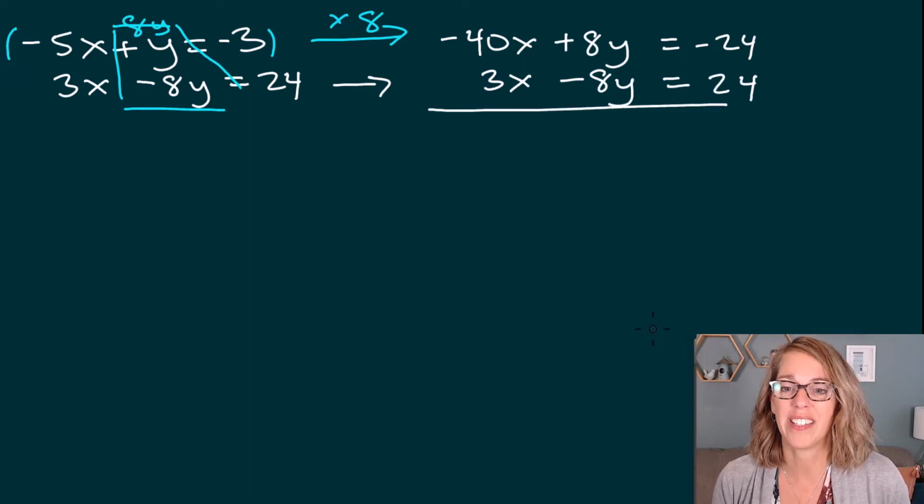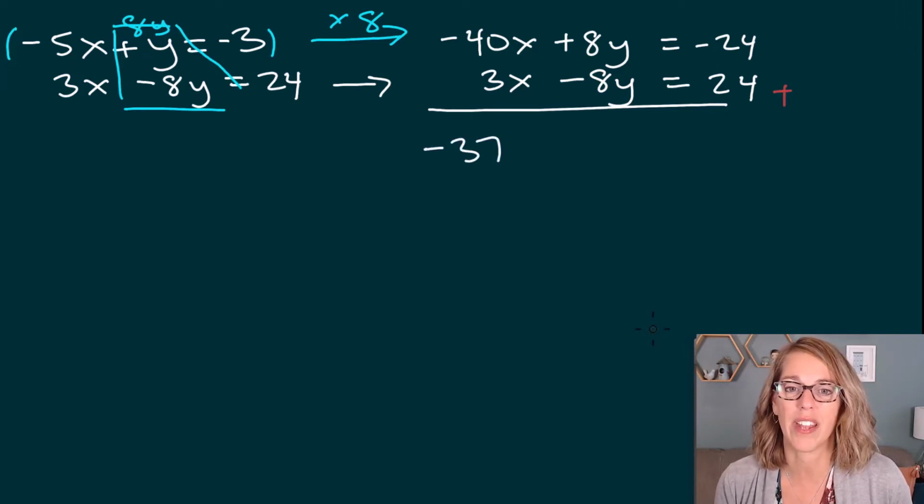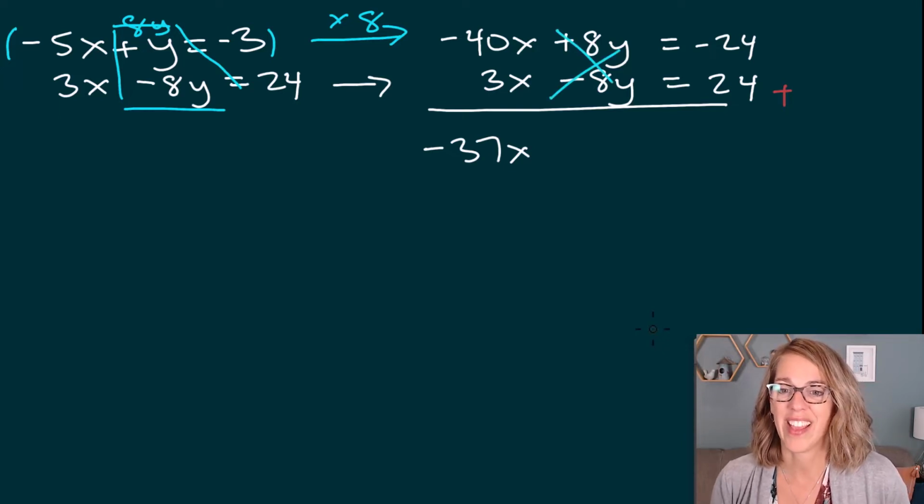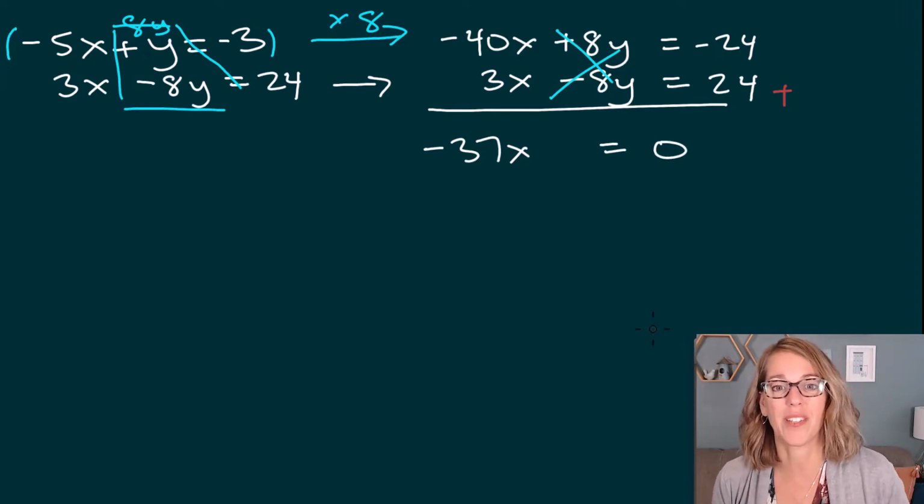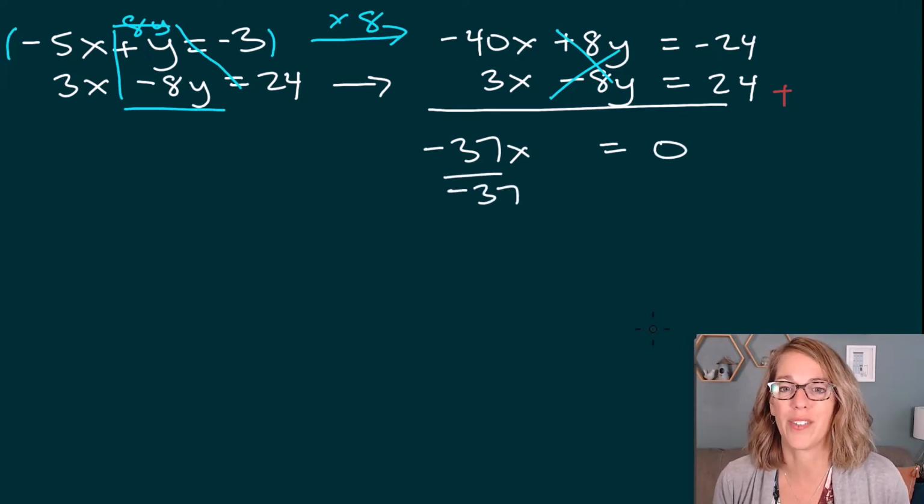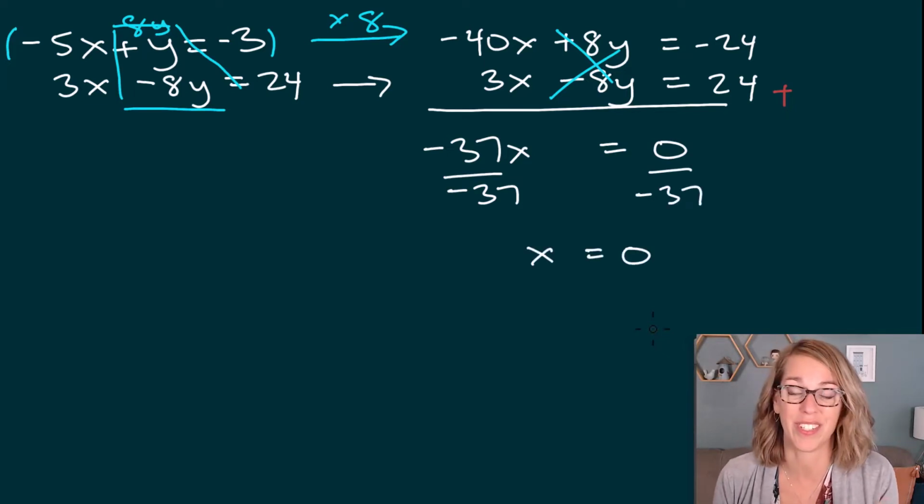As I add these together, so I'm ready to add them together now, like terms, I get a -37 for x, so -37x. The y's eliminate, which is perfect. And on the other side, I end up with equals 0. I can divide both sides by -37, although I don't really need to, because the only way I can make this equal 0 is if x is equal to 0.